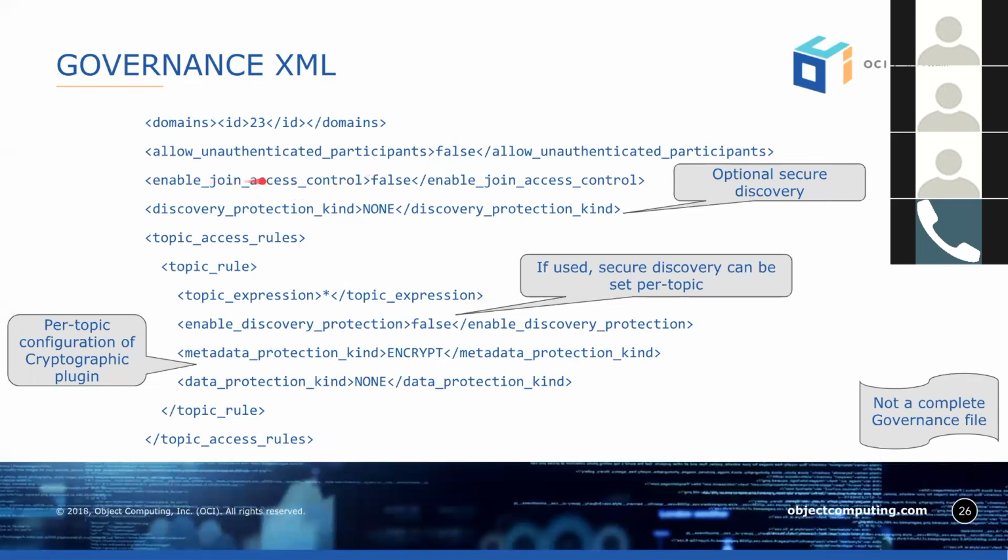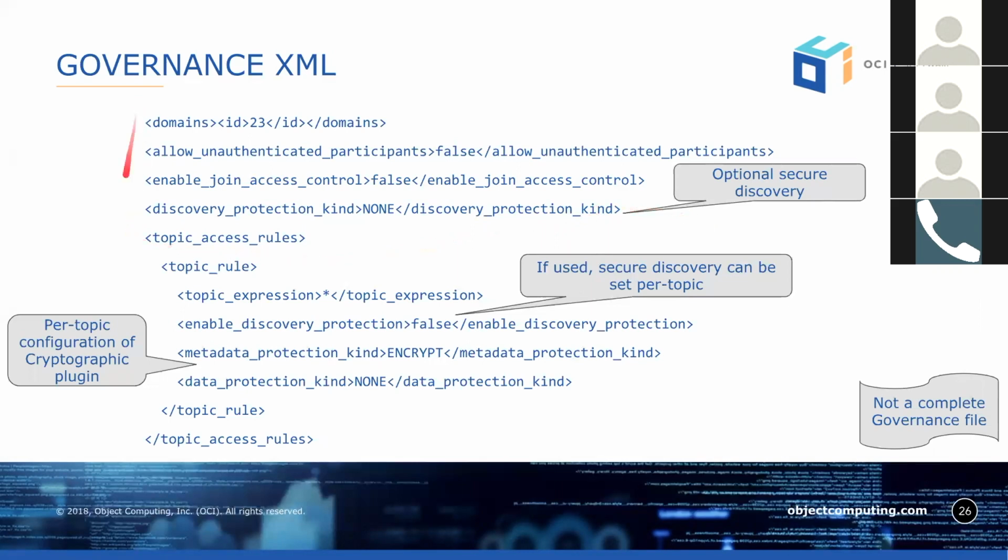There's also settings for access control. And then one I've highlighted here with the call out is discovery protection. So DDS discovery data also goes across the network, and that can be secured as well based on these settings in the governance file.